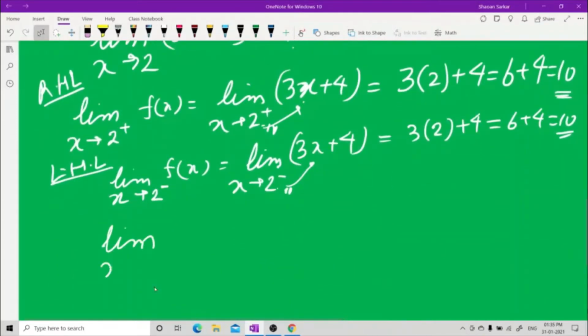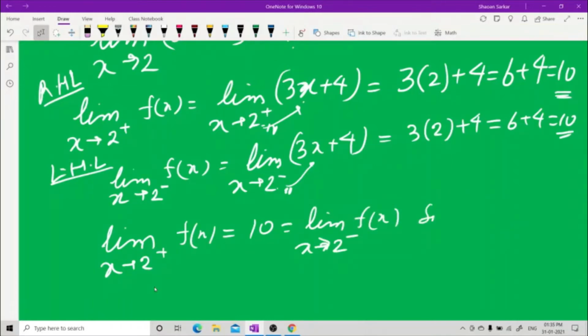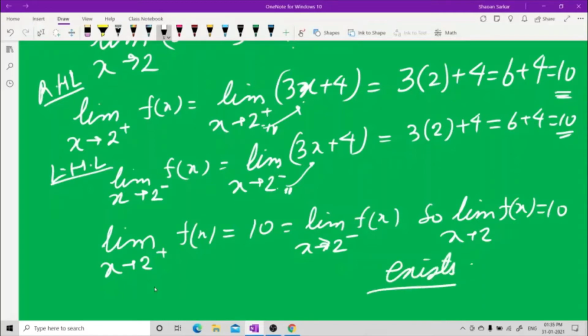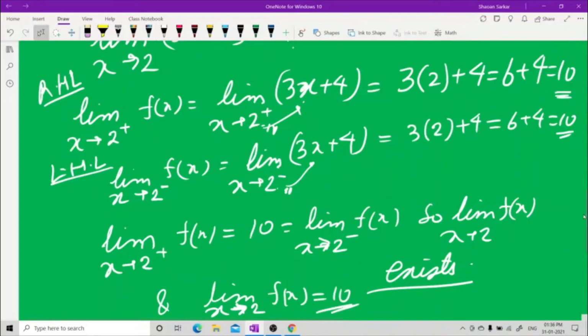Limit x tending to 2 plus f(x) is equal to 10, equal to limit x tending to 2 minus f(x). So limit x tending to 2 of f(x) exists. Rather, I should say, first you write this line, limit x tending to 2 of f(x) exists, and limit x tending to 2 of f(x) is equal to 10. This is the way. Let me take another example.